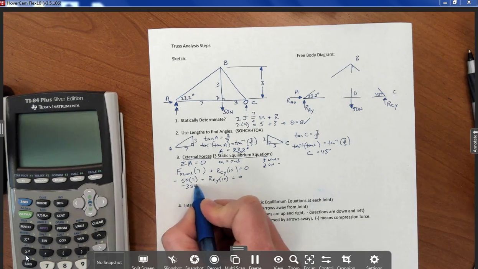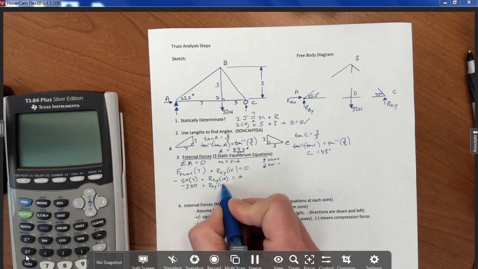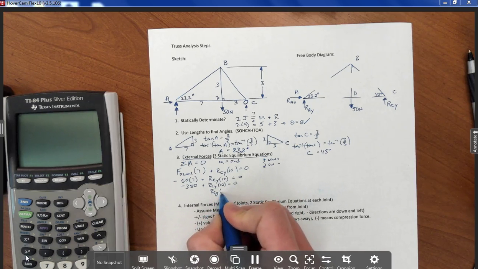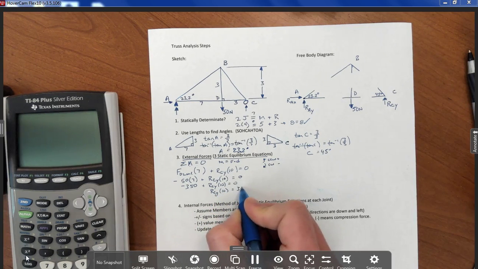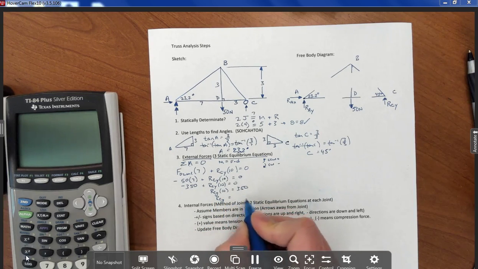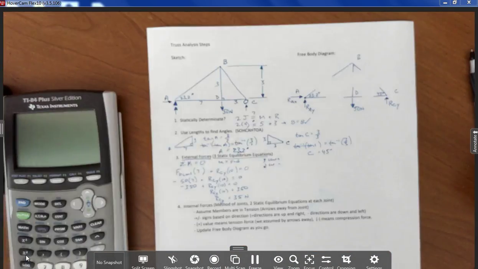This is negative 350 plus the reaction force at Cy times 10. So algebra, you're going to add 350 to both sides, and then you're going to divide both sides by 10. And dividing 350 by 10 is 35. So we get 35 newtons.